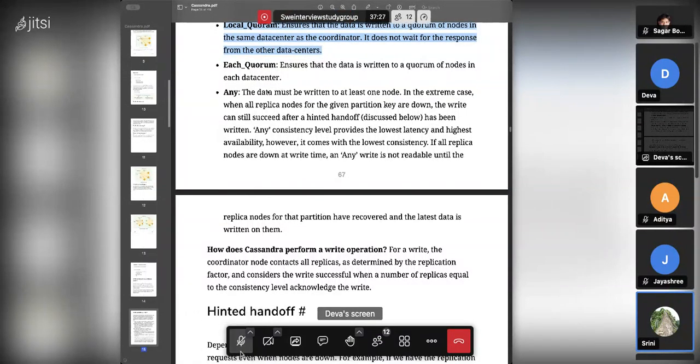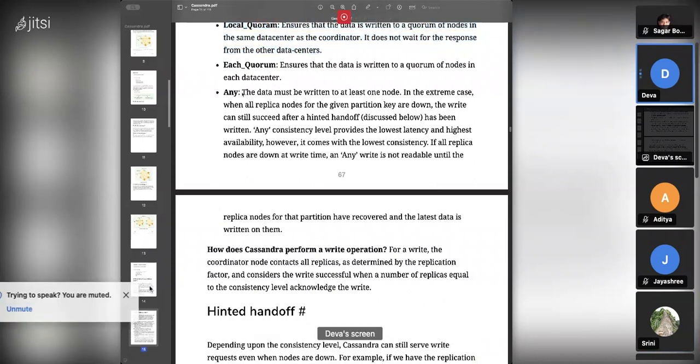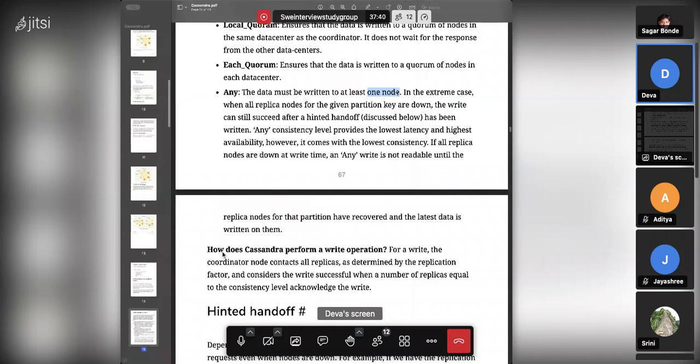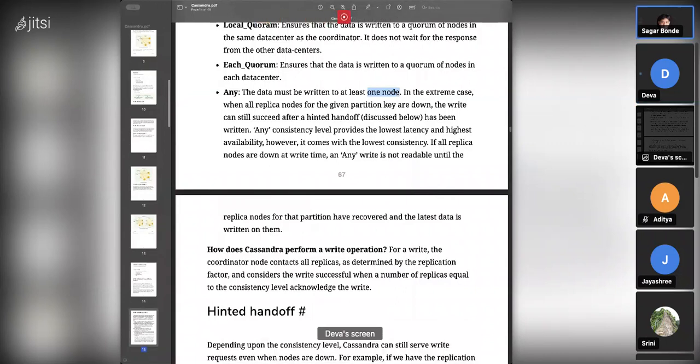One quick question here. It says "any" means at least one node, right? Does this one node represent one coordinator node, or one coordinator plus one replica? The coordinator is just acting as a coordination agent, right? But the data belongs to the replica node. So if the replicas are not present, then only the hinted handoff comes, and as part of the hinted handoff, the coordinator node itself acts as a replica for this request.